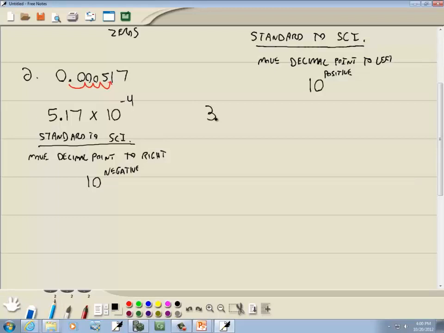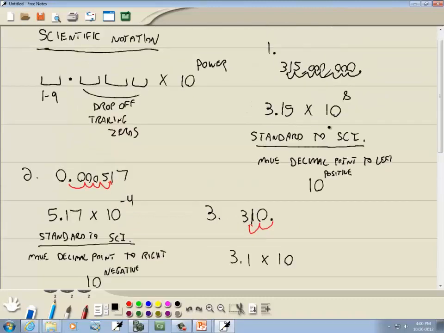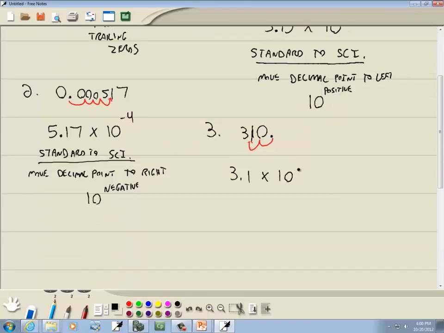Let's look at this one. Got 310. If I were to put a decimal point, it'd be right there. So I'm going to move it 2 places to the left. Right there. So we'd have 3.1, I'll drop off the trailing zeros, times 10 to some power. Well, moving it to the left, that's what we did right here. Moving the decimal point to the left, it's going to be a positive power. So we moved it 2 places, so this will be positive 2. And these are our answers.